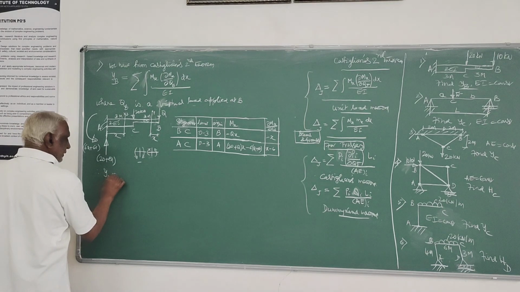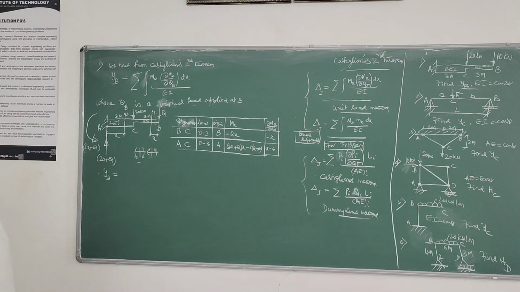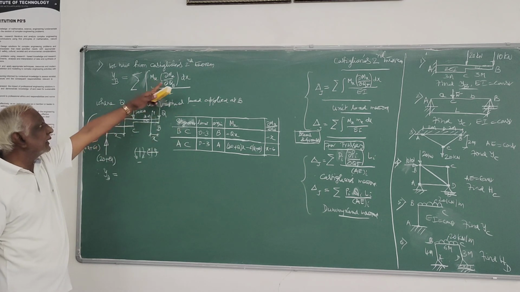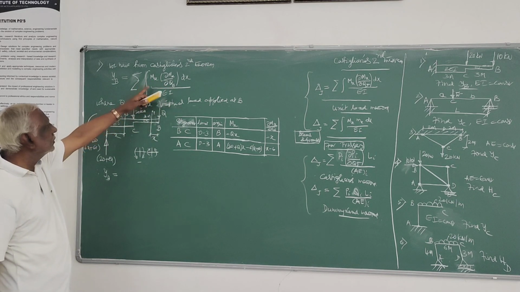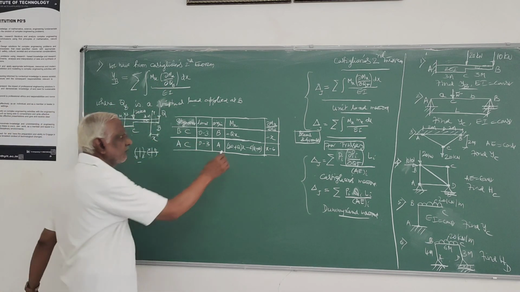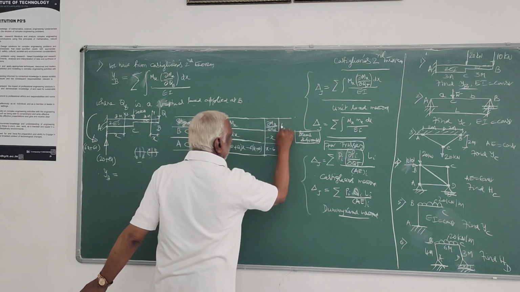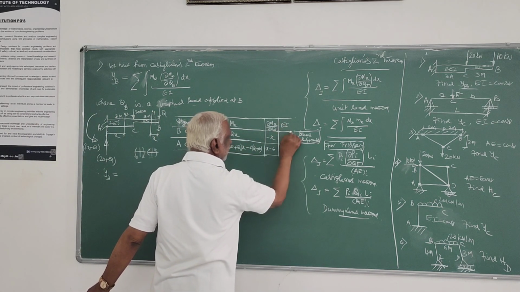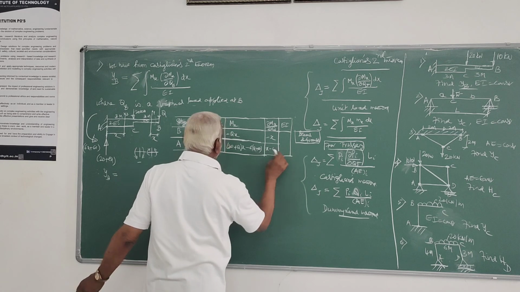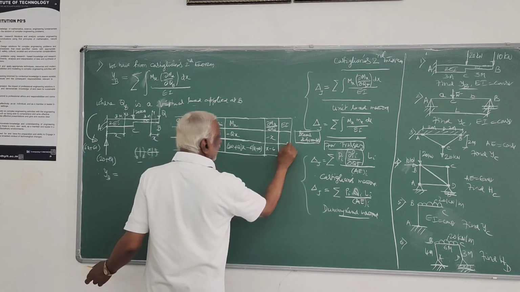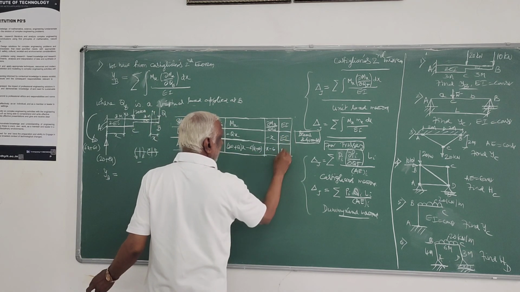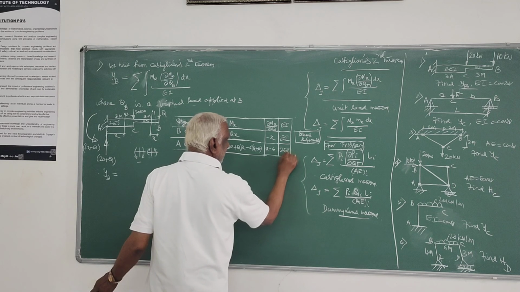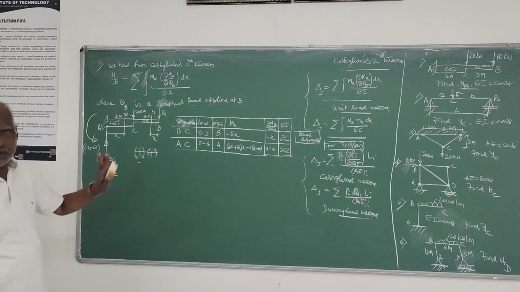Therefore, YB is equal to, substituting Mx and delta Mx by delta Q here, and EI also you can take, because EI is not constant, it is varied here. For portion BC, it is EI, for this it is 2EI. That also you can take.